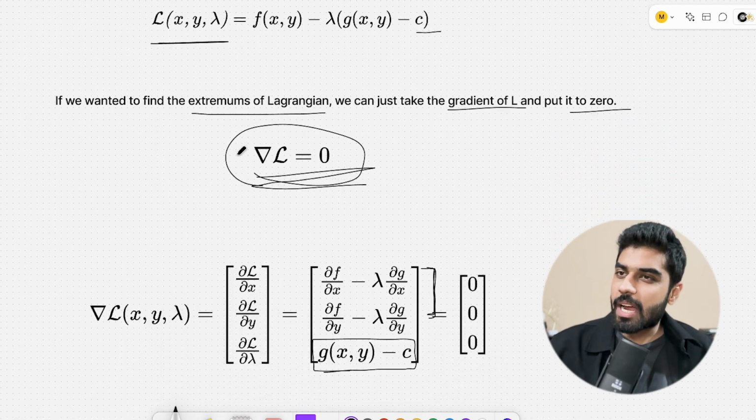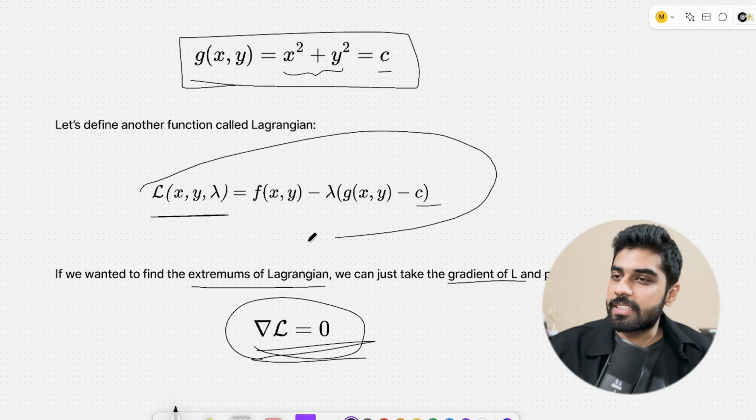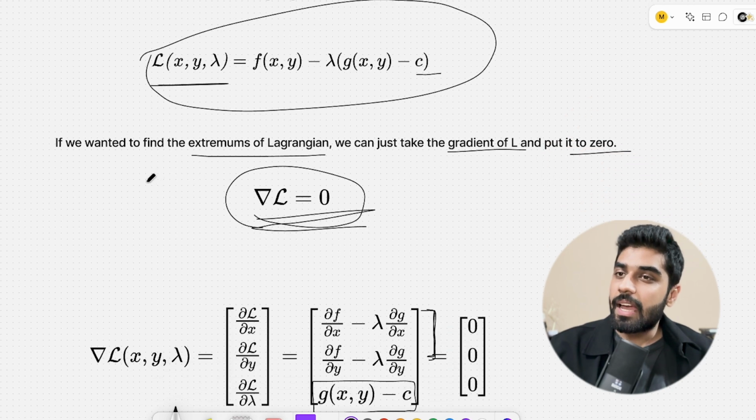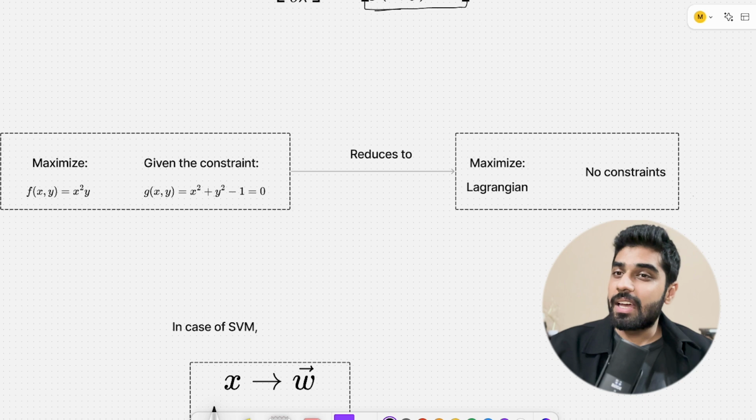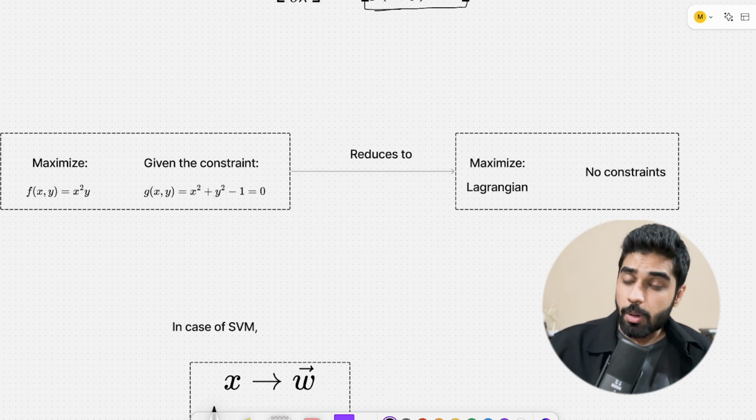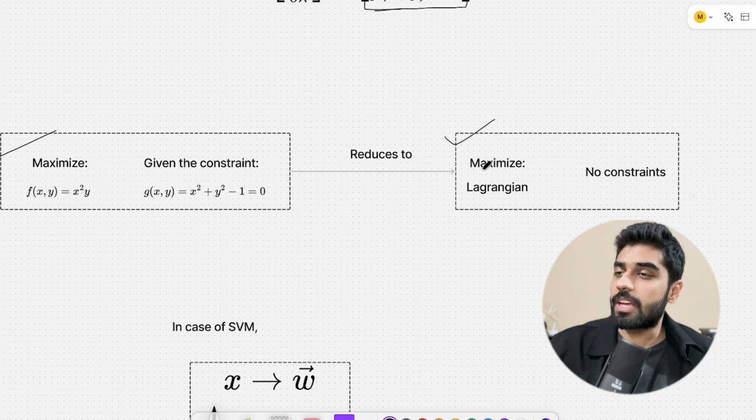So what just happened? I defined a new function called L. And now what I've done by doing that is the constraint optimization problem that I had, where I have to find the maxima of f given the constraint g, has reduced to an unconstrained optimization where I just have to maximize the Lagrangian and there are no constraints.